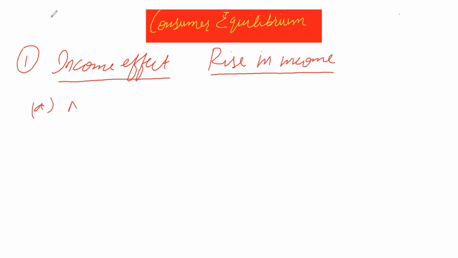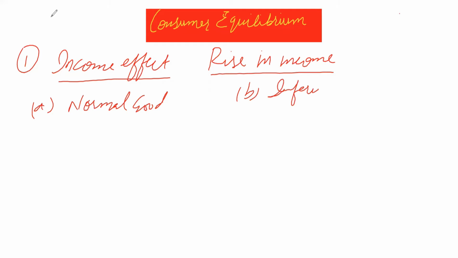The first situation is income effect. We suppose that there is a rise in income. This is the condition we are applying to this certain situation, but the examiner may keep changing these situations. So there is a rise in income, and we consider whether the product is a normal good or an inferior good.